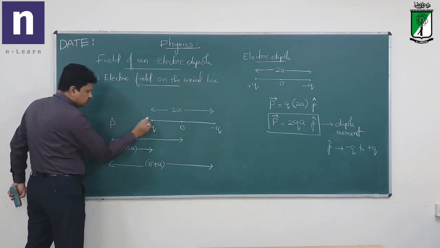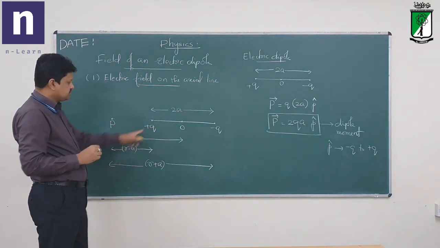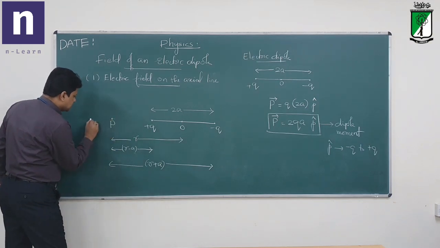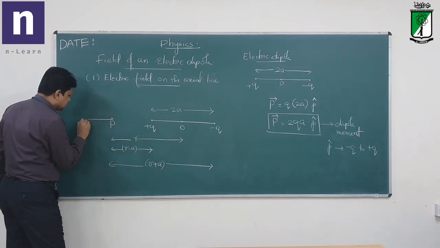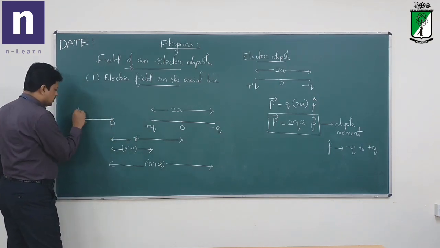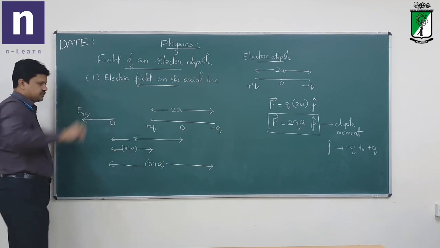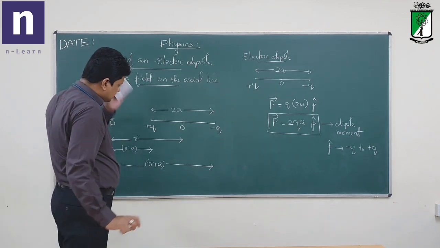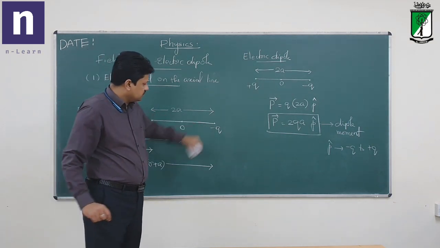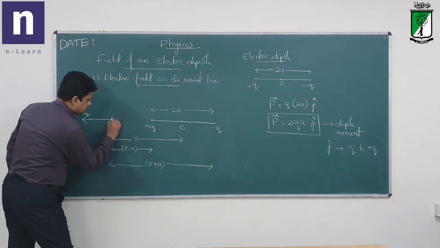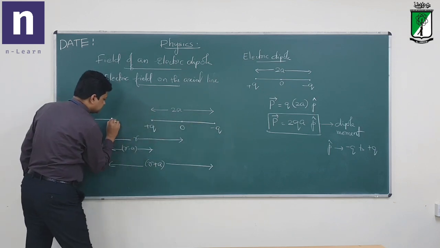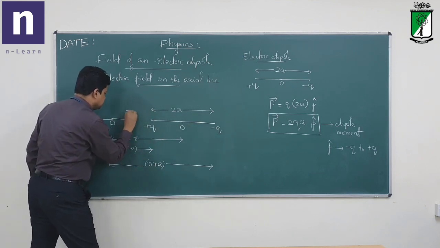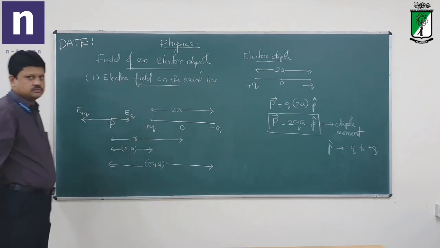First of all, due to this positive charge Q, the electric field here is away from the charge, which I will call E plus Q. And due to the negative charge minus Q, the field here is towards the charge, which is E minus Q.